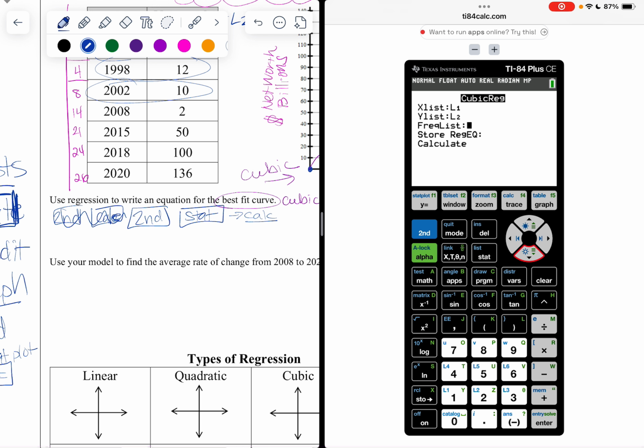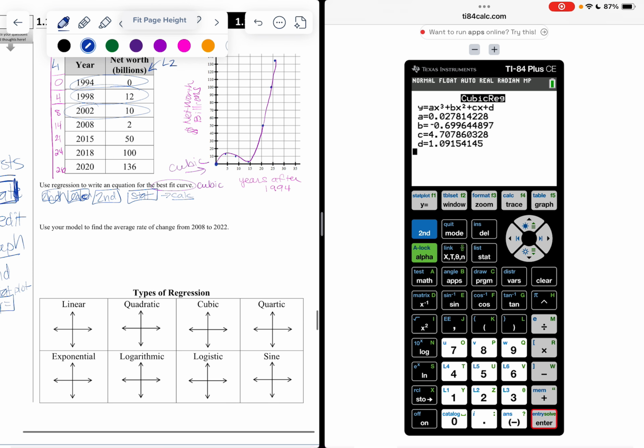Good job. And then here's what I want you to do. To store your regression, because we're going to save this, we're going to click vars to put it in Y1. Go to Y vars, hit function 1, and we're going to store it in Y1, enter. Now we're going to calculate this, okay? So here's what it does for us. And I'm going to write it down right here.